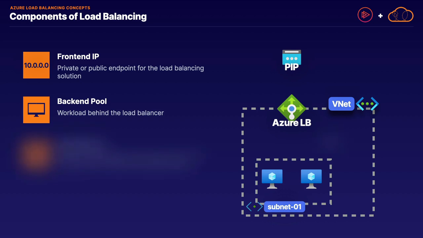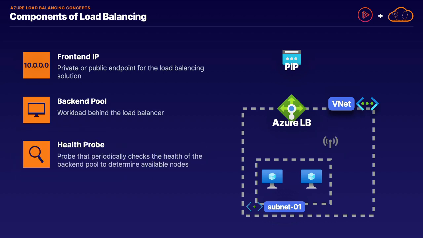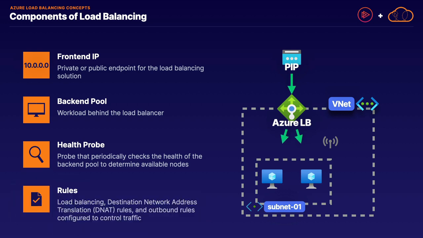And then we have a health probe that is performing that periodic check to determine the health of those resources in the backend pool, and it's seeing if they're available to serve traffic so that this load balancer can, in an intelligent way, make sure that traffic finds a place that is actually capable of serving it. And then all of this is happening because of rules that we have. We have load balancing rules that are allowing us to distribute this traffic evenly.